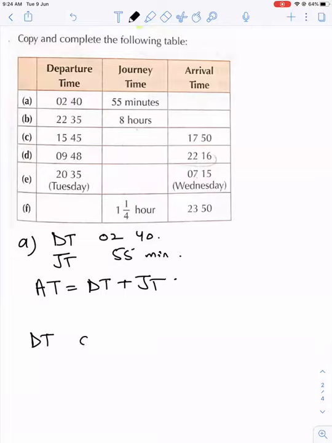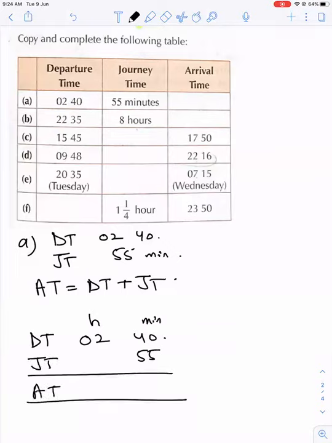Departure time is 2:40. We're going to add the journey time to this, which is 55 minutes. This is hours, this is minutes. We're supposed to add them, and finally we'll get the arrival time when we add. Okay, this is the question.